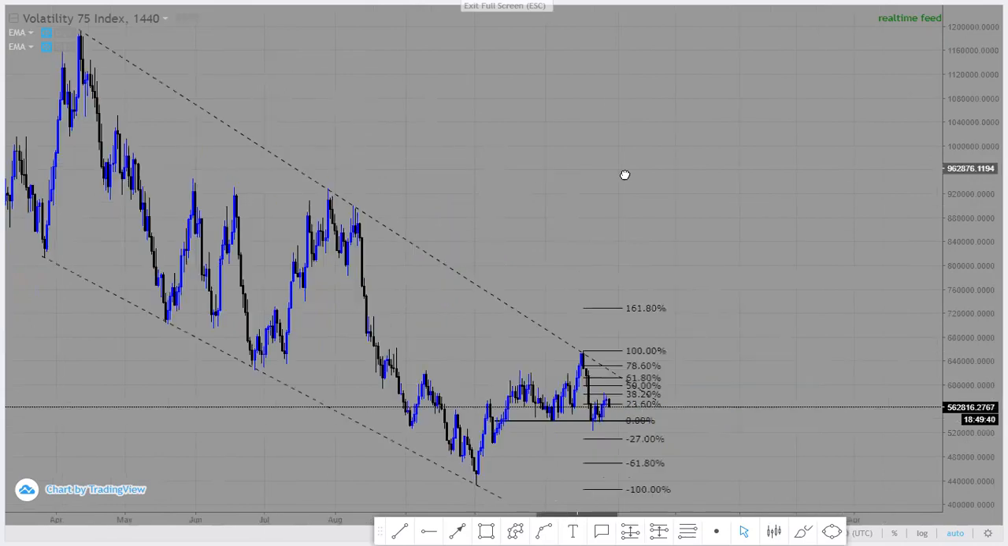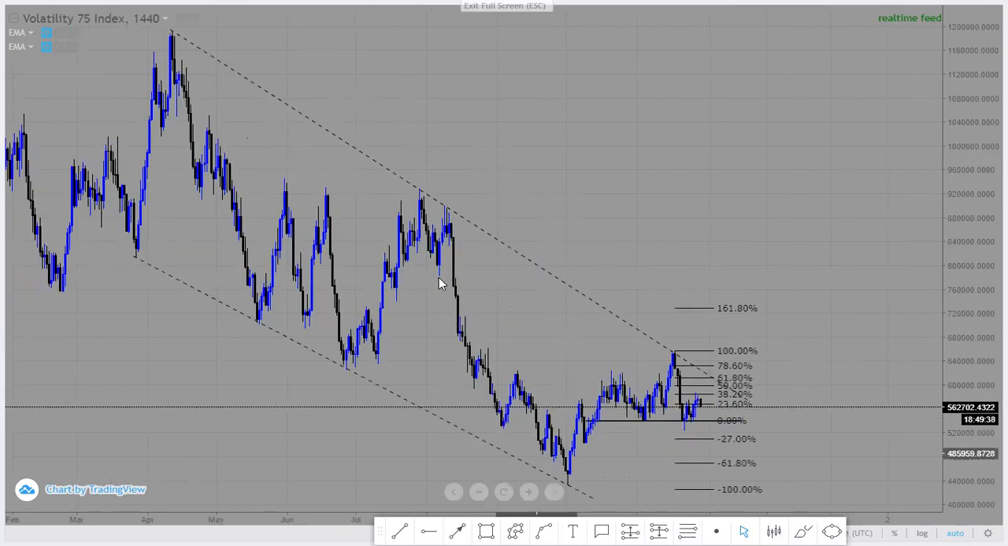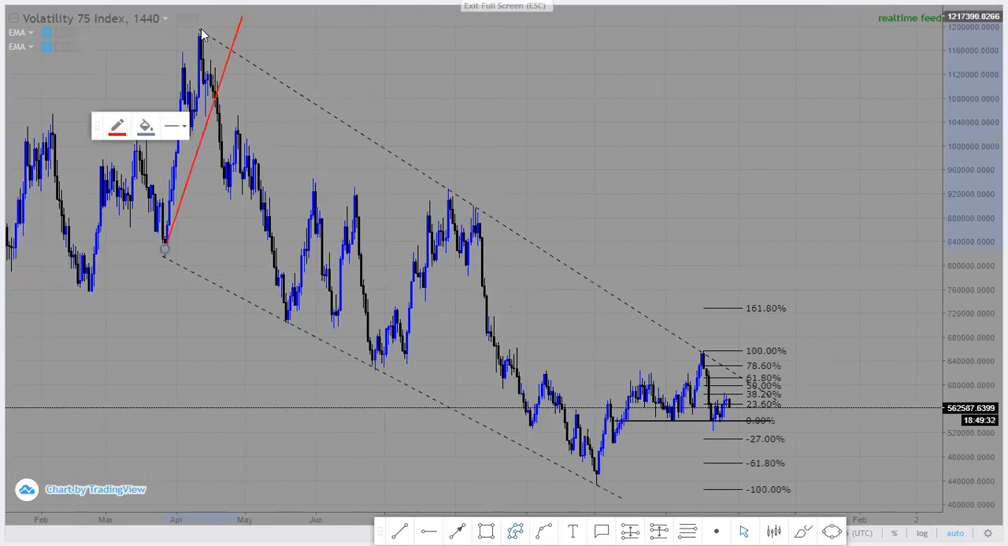So VIX75 is in a downtrend, as you can see. We are downtrending so far on the VIX. This is a major downtrend. This is the major channel that we've been following on the VIX75. At the bottom of the channel we buy, at the top of the channel we sell.